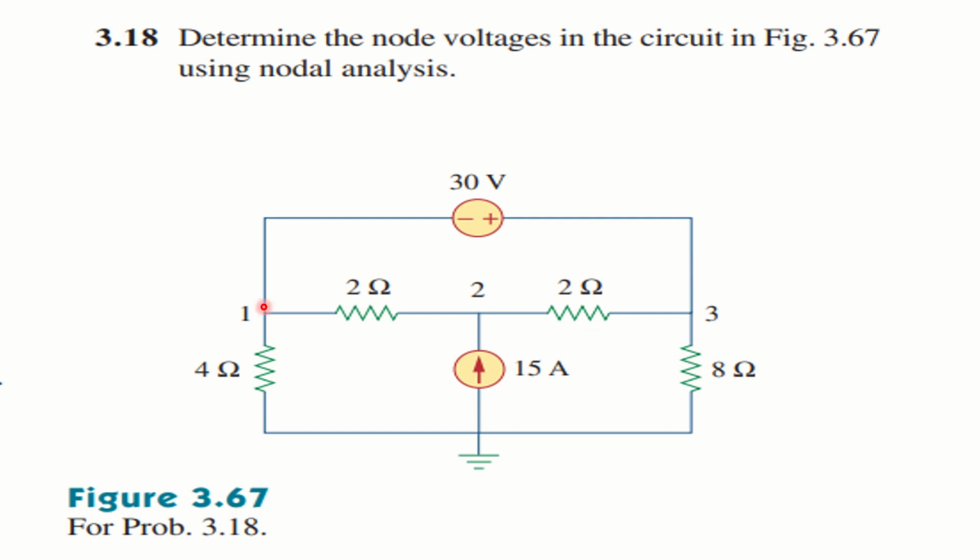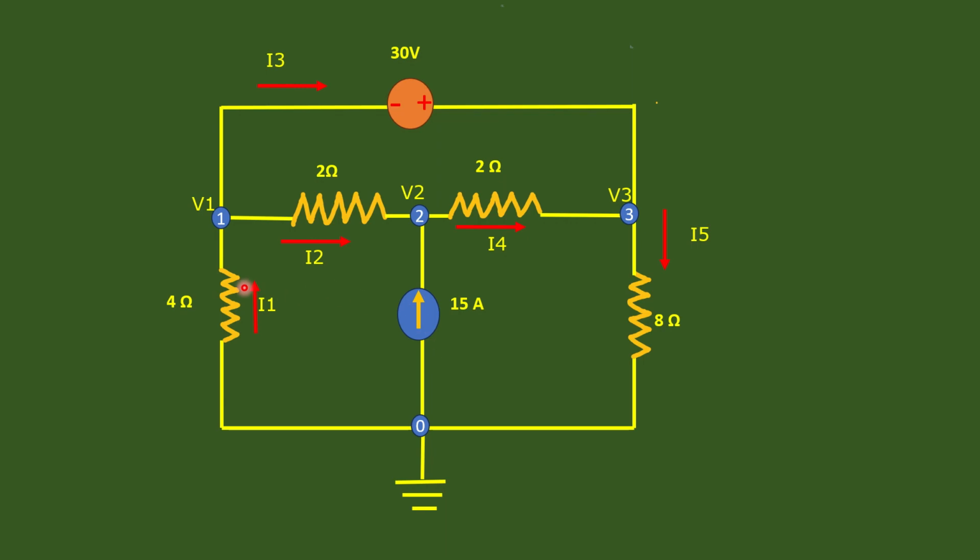Okay. So this is first node, this is second node, and this is third node. So we have to find out the voltages as V1, V2, V3 respectively. This is the question asked. So let's mark the necessary things. Already it's marked. This is node 1, 2, 3 with the potentials V1, V2, V3 respectively. And this is our reference node.